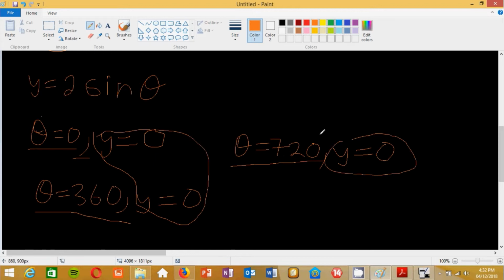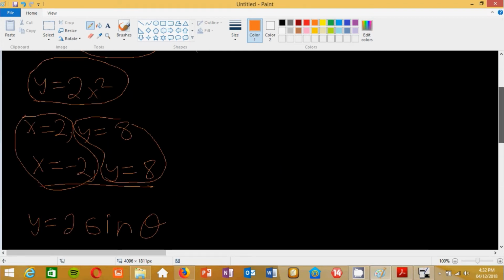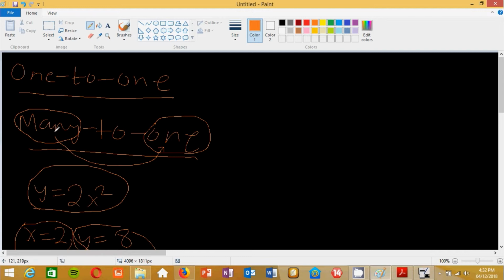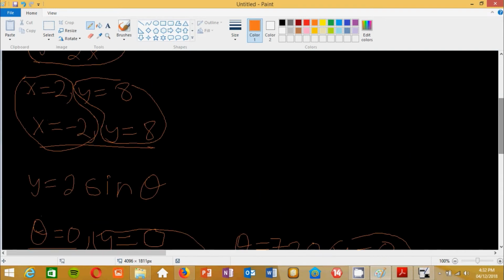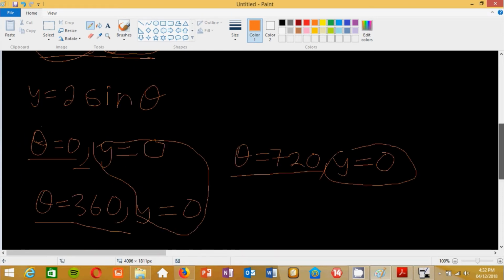You can go on and on. When we start to study trigonometry even further, you'll know that 1080 degrees will give you y is 0 as well. You can talk about negative angles, and negative 360 will also, and so on and so forth. So many different input values have given us the same y value. So these types of functions where you can put in many different numbers that will give you the same answer, these are many-to-one functions.